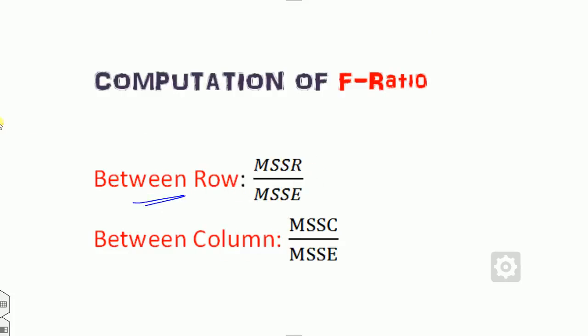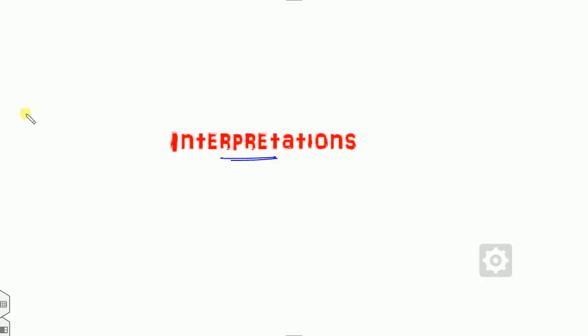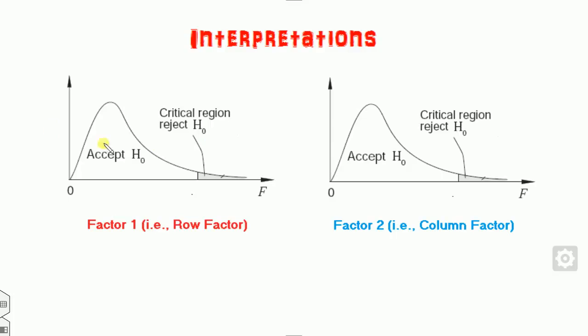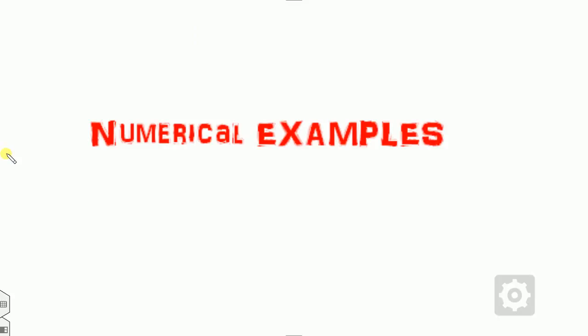Once you get this value, how do you interpret it? Whether you reject or accept H0 is decided as usual. Since there are two factors, one row-wise and second column-wise, we have to draw two normal curves, and the critical value is computed based on the degrees of freedom. Then we check whether the value of F lies here or here, and decide whether H0 is accepted or rejected. So this is the procedure of the two-way ANOVA. I will now explain this procedure with a numerical example.